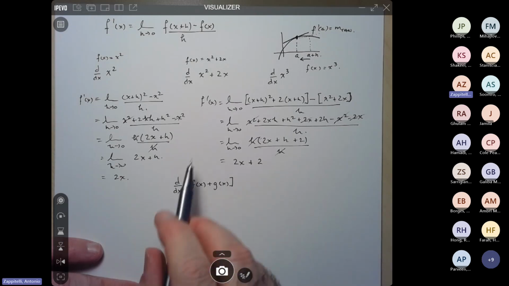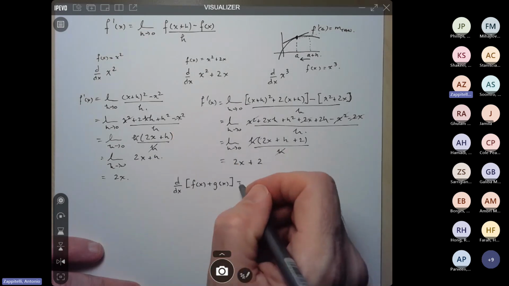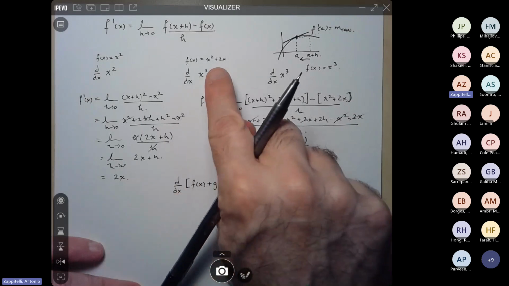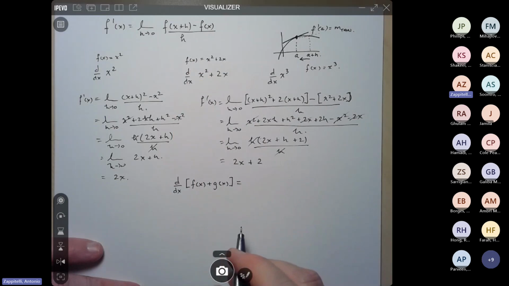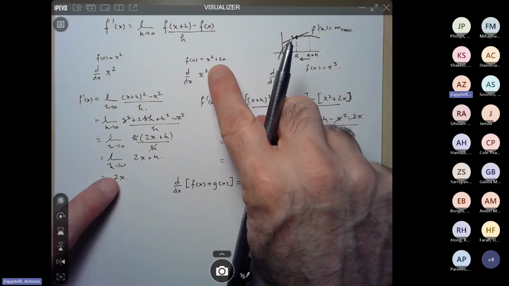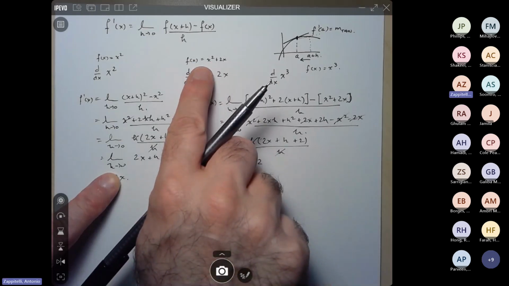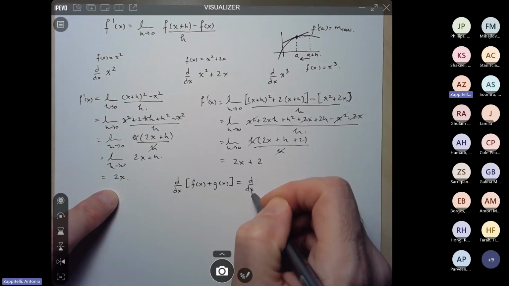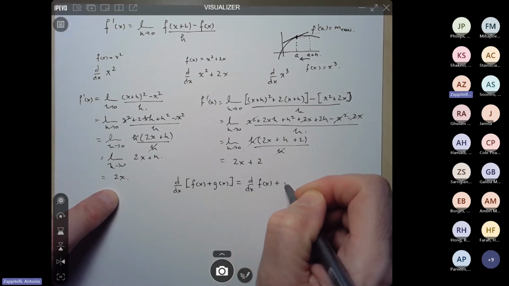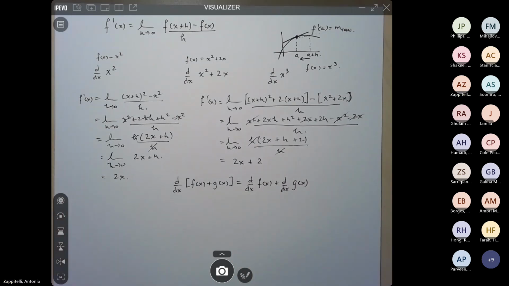Based on what this is showing, it seems to be the same thing as taking the derivative of the individual functions and then adding them together. Because the derivative of x squared is 2x, that's what I have here. Derivative of 2x is 2, that's what I have here. So it's the derivative of the first function plus the derivative of the second function. Okay, so this is very nice.